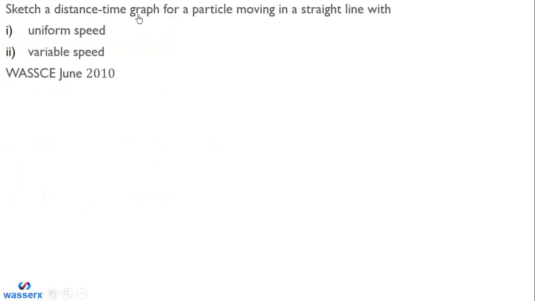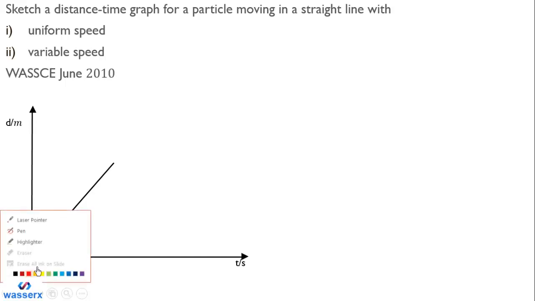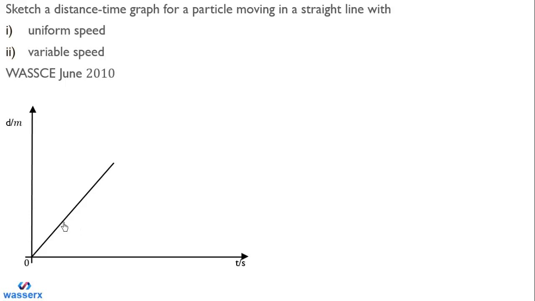Sketch a distance time graph for a particle moving in a straight line with (i) uniform speed and (ii) variable speed. So for the particle that is moving in a straight line with a uniform speed, this is how the graph will be. You can see that it is a straight line because the slope at each point is the same, the speed at each point is the same, it's uniform.